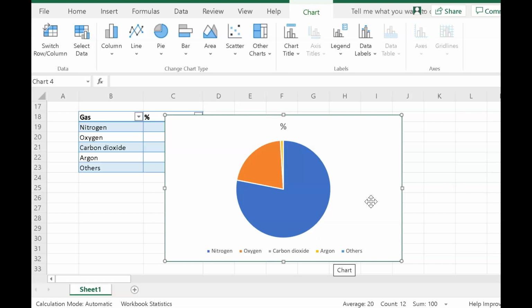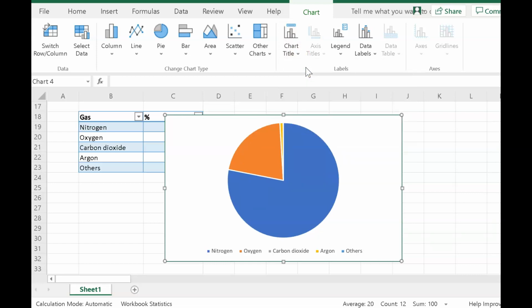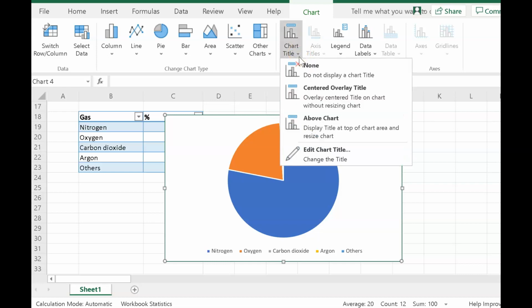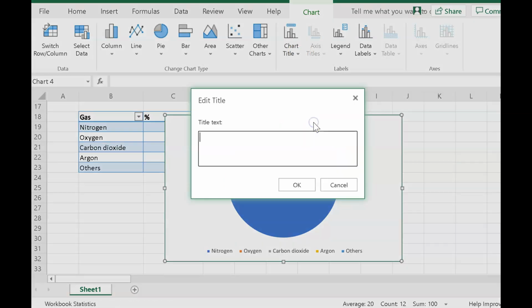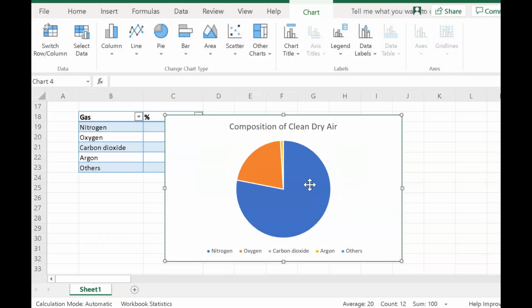Okay, so now I can change these colors if I want, but to edit my chart, I have to go to Chart Tools. All right, so I can have the title. So here we go. There is no title right now, but I can add the title above the chart. I can say composition of clean, dry air. Composition of clean, dry air.